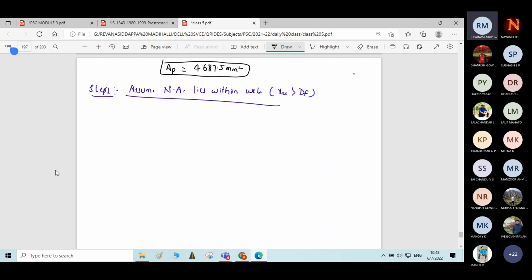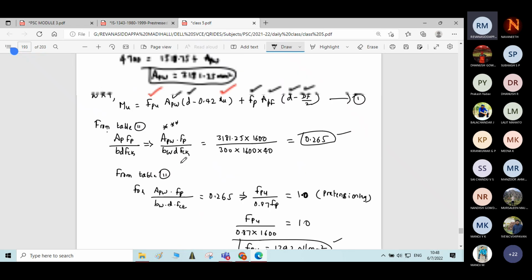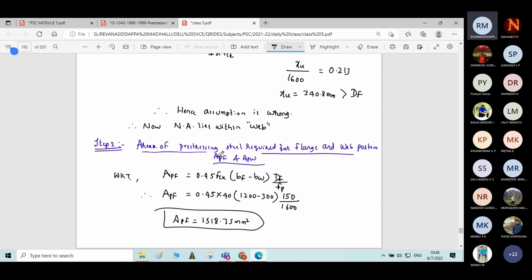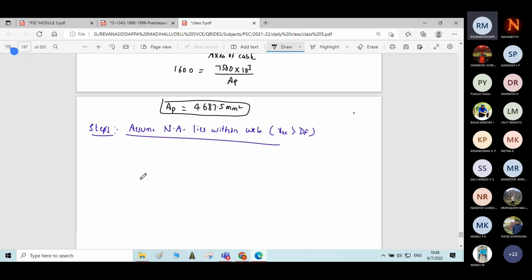Then area of cable. If you assume the second case, we need Apf and Apw, no? Like we have determined here, we have to find this Apf and Apw.